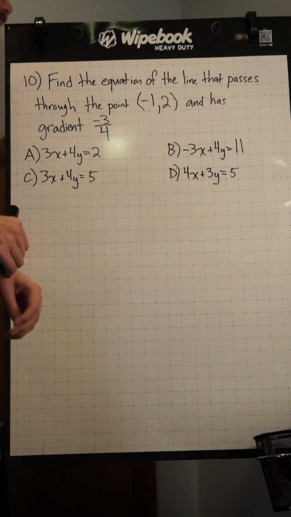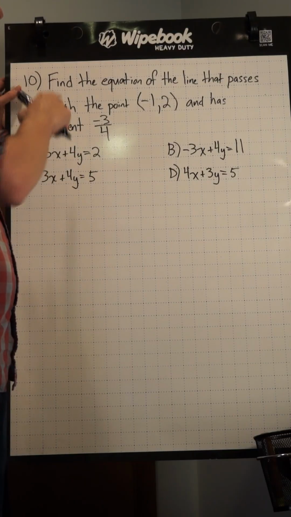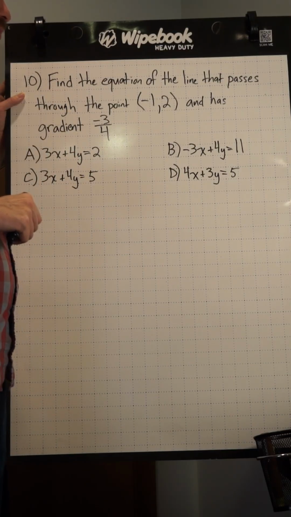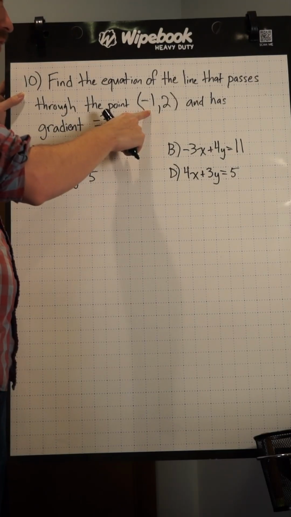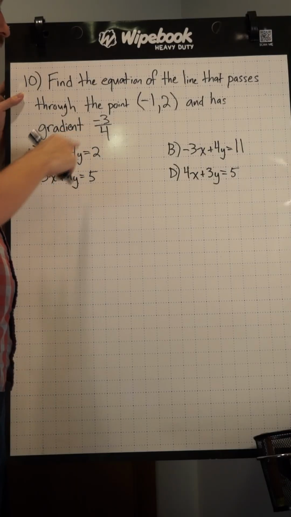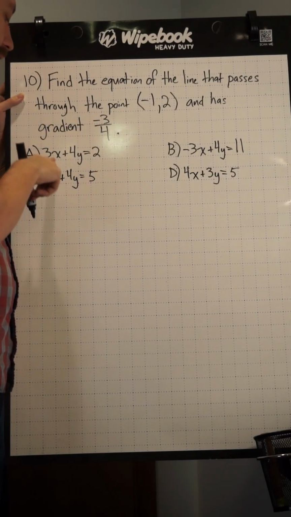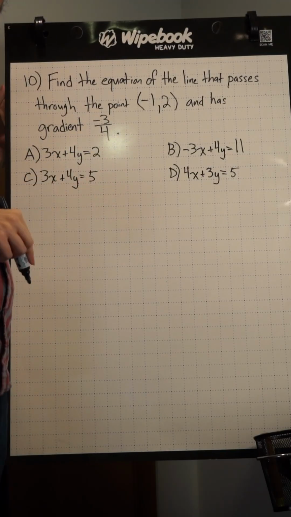Okay, let's look at this past WASSCE question for the general maths exam together. It says, find the equation of the line that passes through the point (-1, 2) and has gradient of -3 divided by 4. Okay, and these are the 4 different answers that we can get.